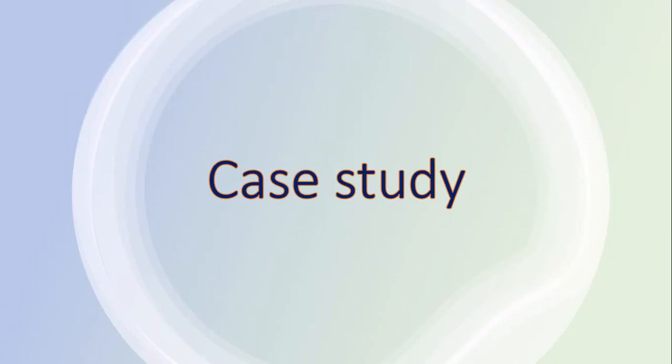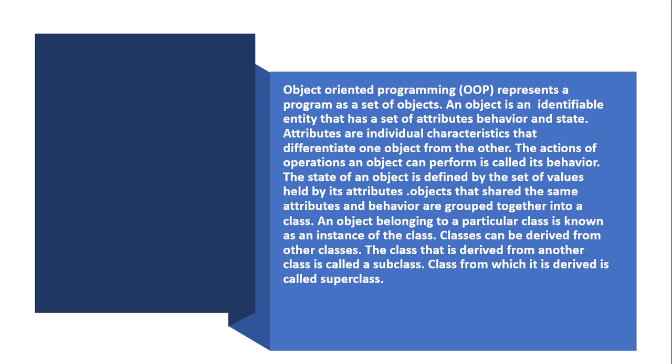Hi, welcome back. This is a case study based on the objects chapter. Let us see that. Object-oriented programming, OOP, represents a program as a set of objects. An object is an identifiable entity that has a set of attributes, behavior, and state. Attributes are individual characteristics that differentiate one object from the other. The actions or operations an object can perform is called its behavior. The state of an object is defined by the set of values held by its attributes.